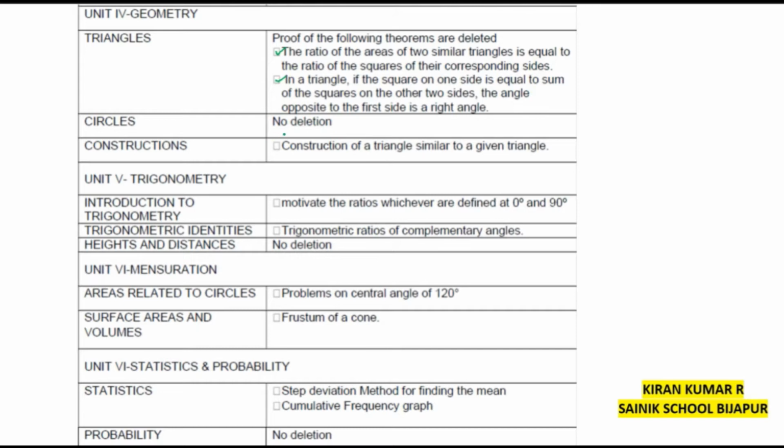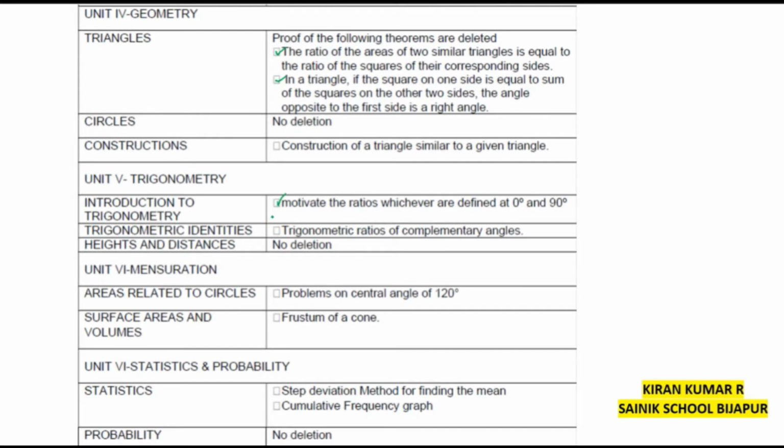In circles chapter, there is no deletion of any topic. In the construction of a given similar triangle, construction of a triangle similar to the given triangle is taken off. In the chapter introduction to trigonometry, the ratios defined at 0 degree and 90 degree are taken off. Trigonometric identities, trigonometric ratios of complementary angles is taken off.